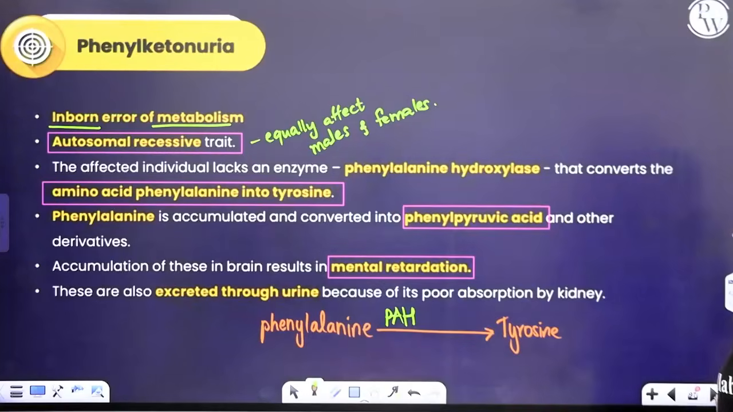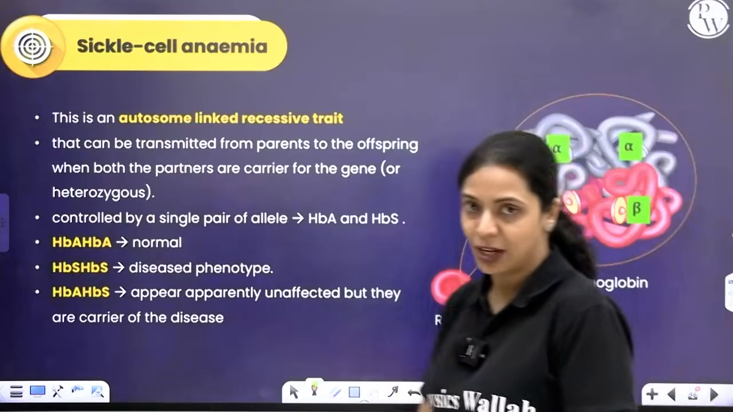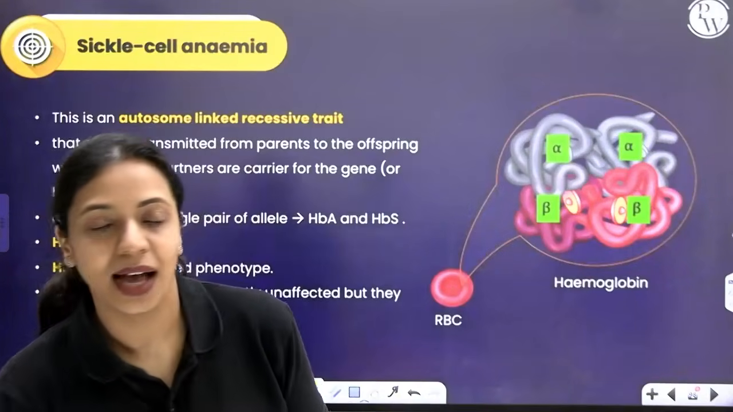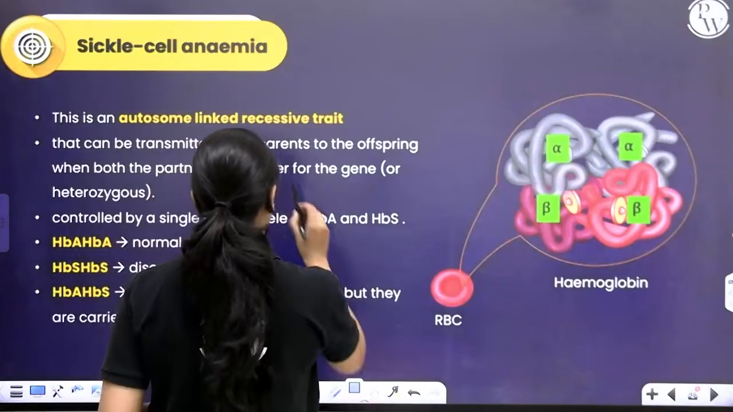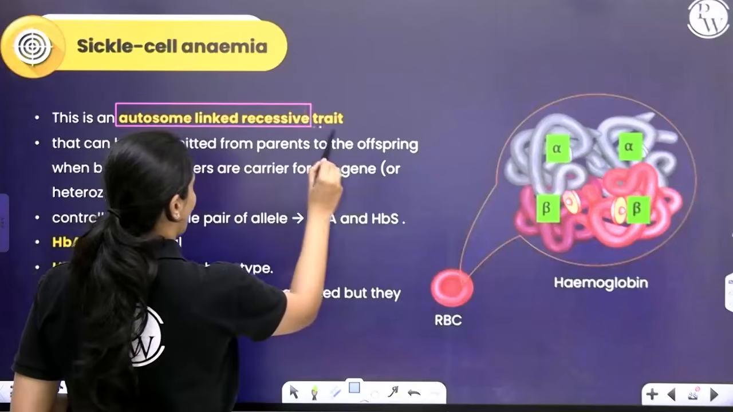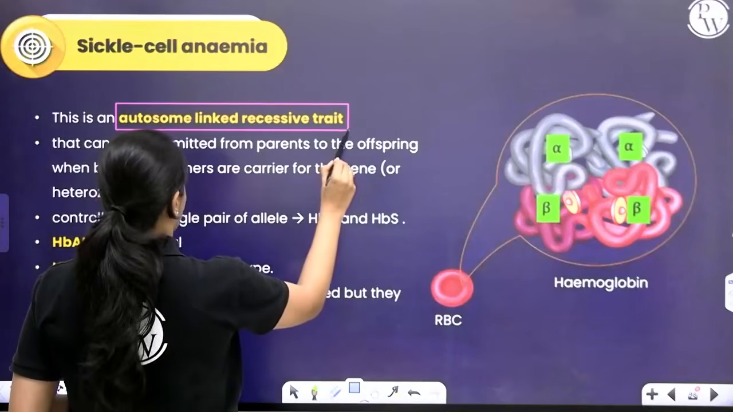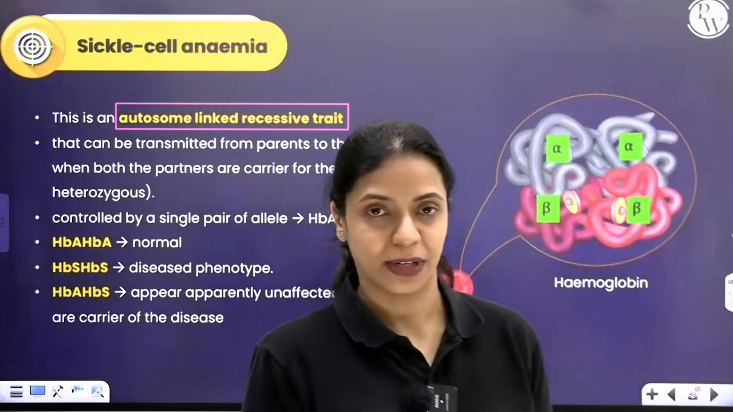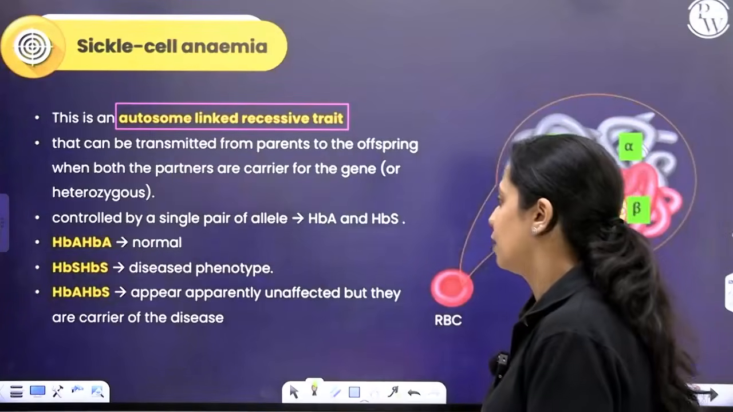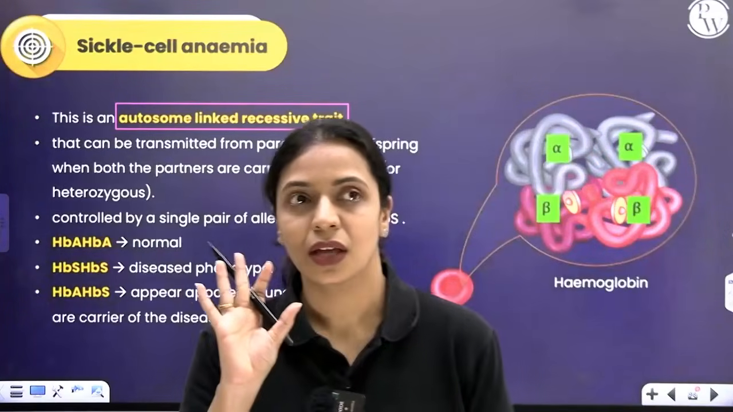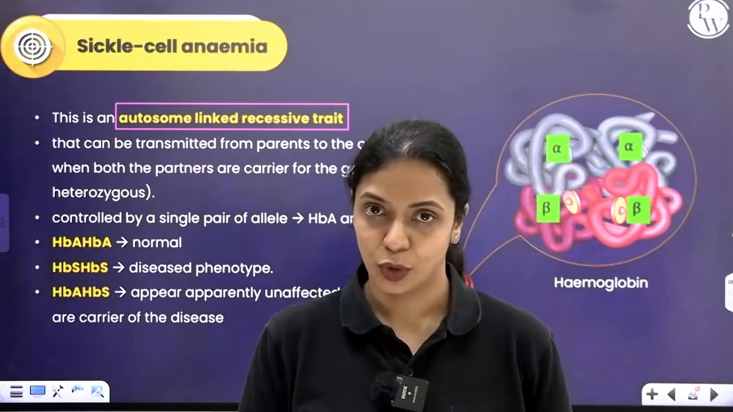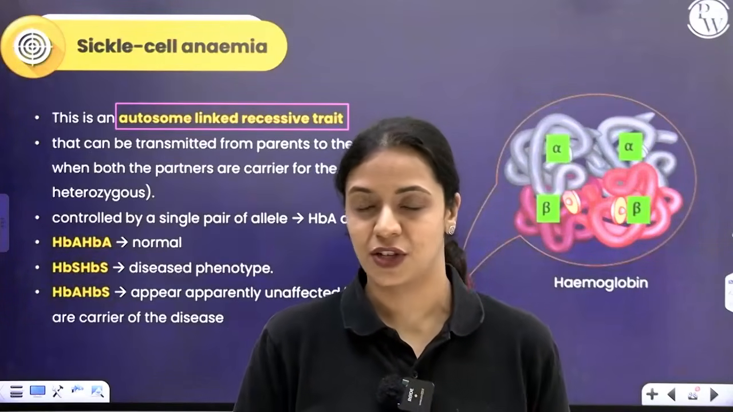Now let's talk about sickle cell anemia. Sickle cell anemia is an autosomal recessive trait. I'll tell you what happens in sickle cell anemia. First, let's understand how this can be transmitted. You know hemoglobin, right? In RBCs, you have a pigment called hemoglobin. You have millions of them present in each RBC.